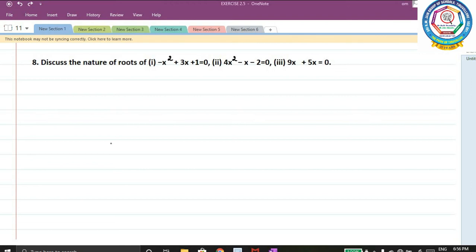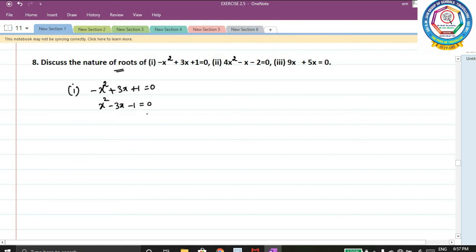Sum number 8. Discuss the nature of roots of the 3 subdivisions. What is the first subdivision? First one, minus x square plus 3x plus 1 equal to 0. Here the x squared coefficient is negative, so we have to change the sign. So x square minus 3x minus 1 equal to 0. Now we are getting the quadratic equation format. So we have to write what A, B, C are. A is 1, that is the x squared coefficient. B is equal to minus 3, the x coefficient. C is the constant, minus 1.